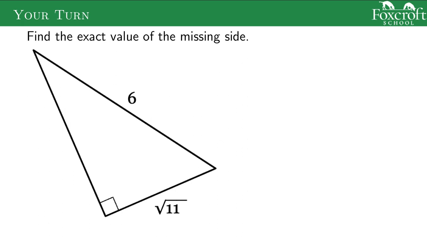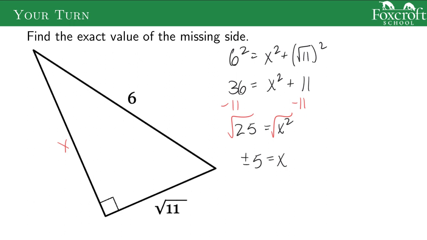So here's one for you to try. Find the exact value of this missing side here. Pause the video and work on the problem, and I'll show you the answer in 3, 2, 1. The solution to the Pythagorean equation is plus or minus 5. But again, we only want the positive answer for our actual side length. So the answer is 5.